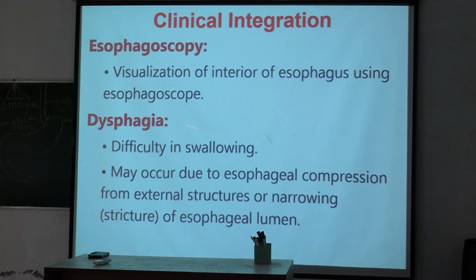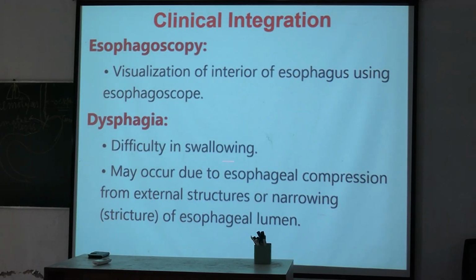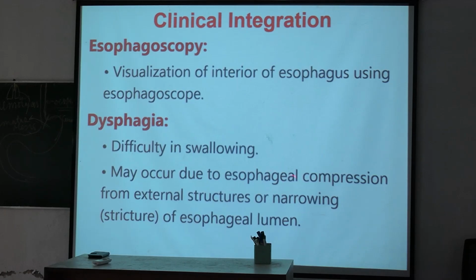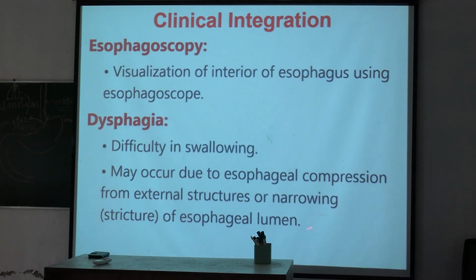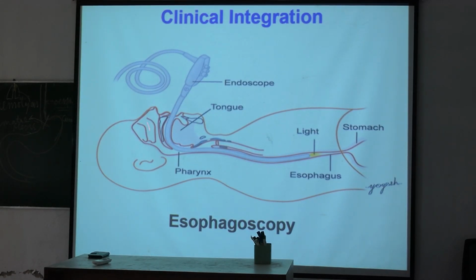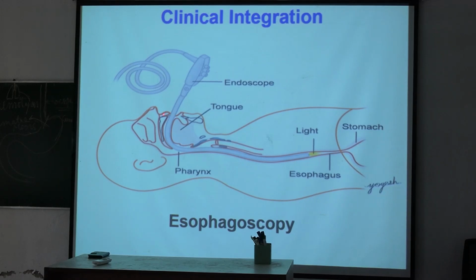Next is dysphagia. Dysphagia is difficulty in swallowing. It may occur due to esophageal compression from external structures or narrowing or stricture of the esophageal lumen. See here, this is esophagoscopy, passage of the endoscope through the mouth, and this is the incisor teeth. From here, the distance is measured.